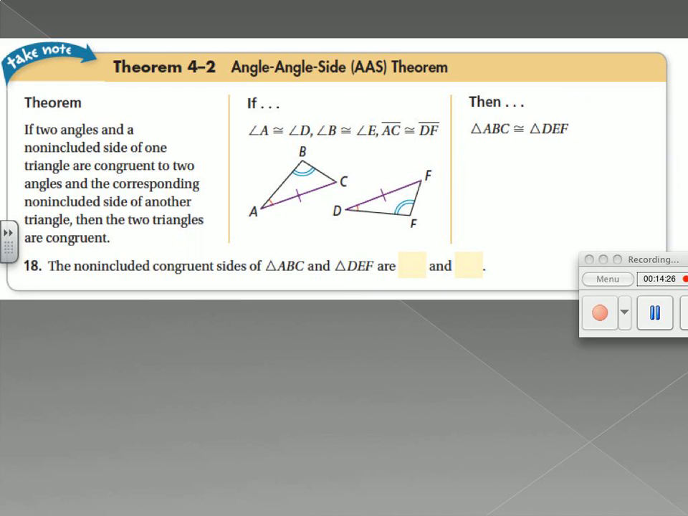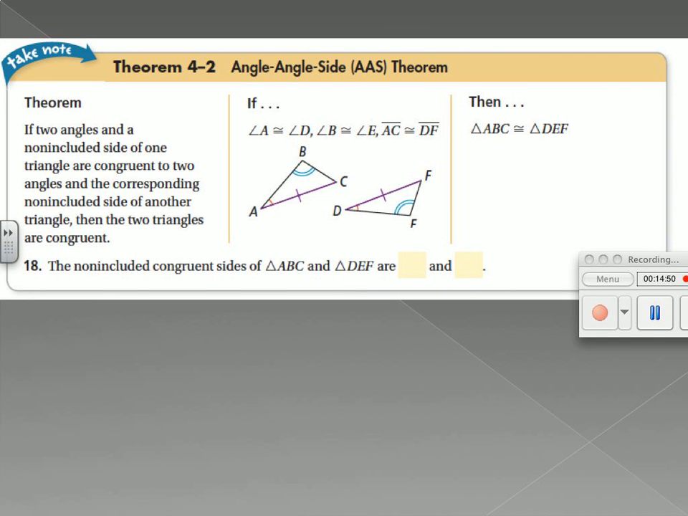Now the last thing we're going to look at is not a postulate but a theorem. It's the angle side theorem. So that means we have to prove this, but once we prove it, we can use it for the rest of the class. If 2 angles and a non-included side of one triangle are congruent to 2 angles and the corresponding non-included side of another triangle, then the 2 triangles are congruent.